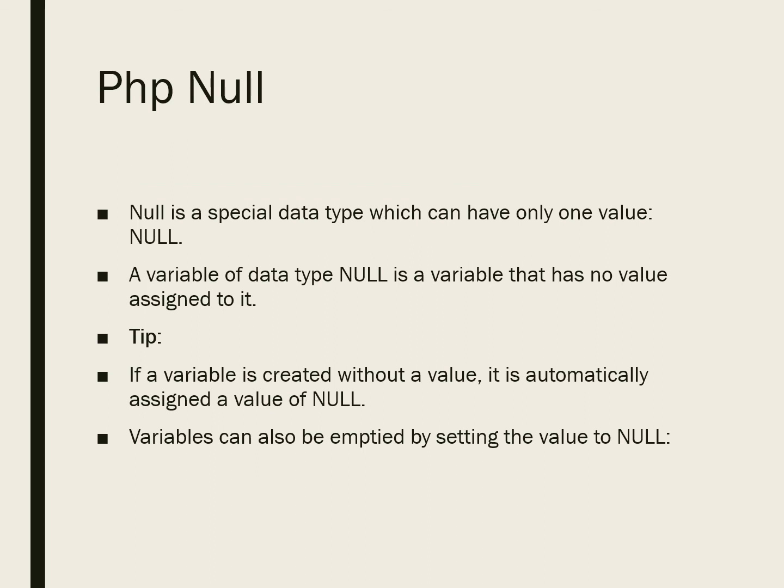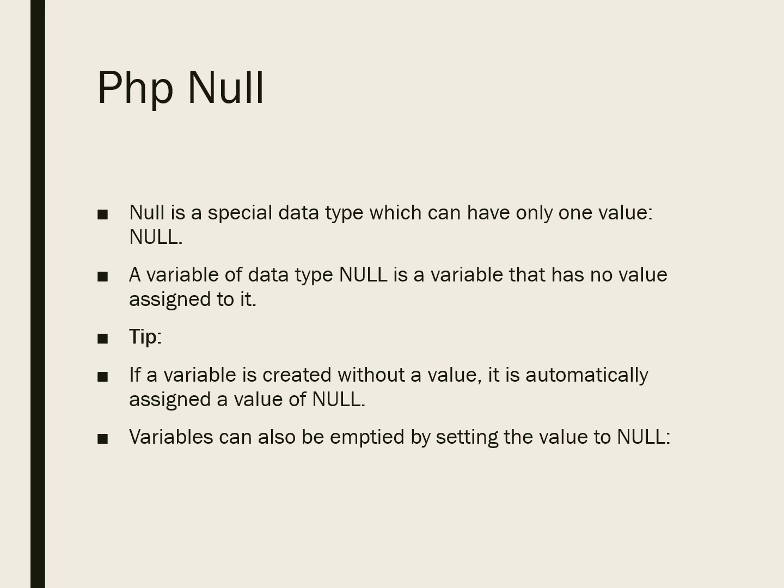The seventh data type of PHP is PHP null. As the name suggests, null means empty. Null is a special data type which can have only one value, which is a null value. A variable of data type null is a variable that has no value assigned to it. It is an empty case. There is no value present in this case. We can declare it with 0 or nothing, an empty case.